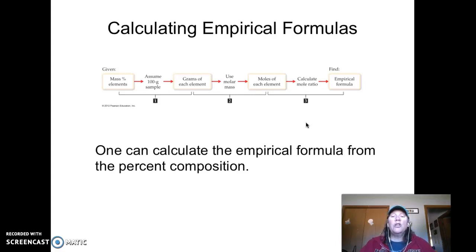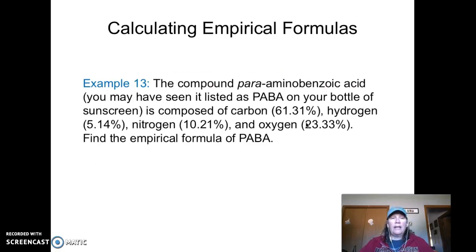So you're given the percent composition, and now you have to figure out the formula. You're going backwards. Here we have a compound, para-aminobenzoic acid. Woohoo, it's PABA. You'll see it on your sunscreen. I think they put that now on a lot of the different plastics and stuff. You'll see PABA free and all this other stuff. Supposedly, I don't know if it's bad for you or what.